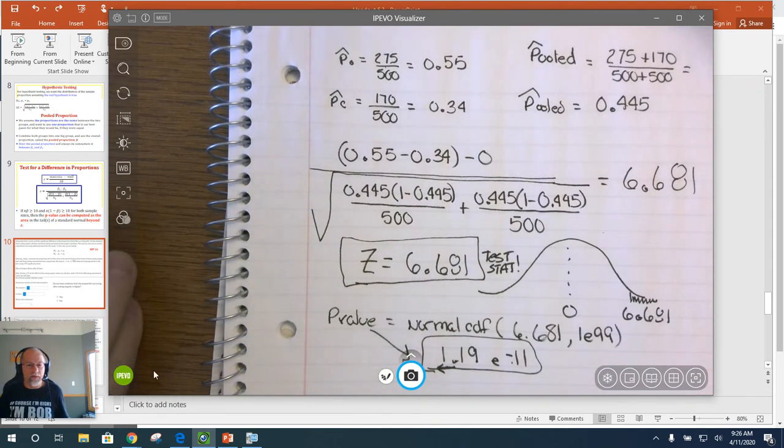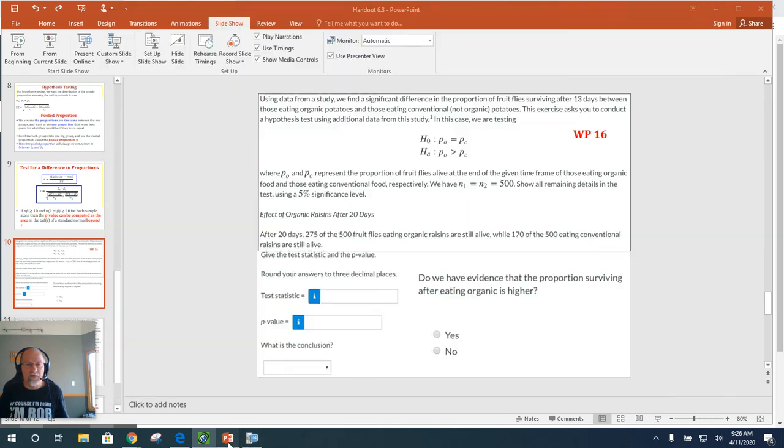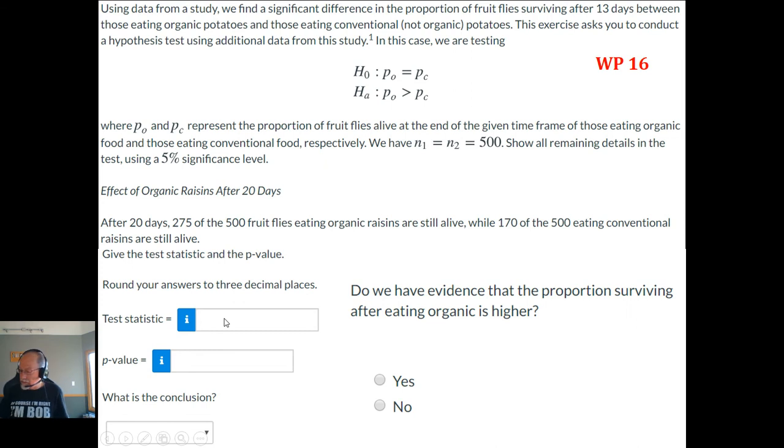Okay, let's go back to our original value and let's see what this thing says. So, what is our test statistic? Well, our test statistic was 6.681. What is our p-value? Our p-value is 1.19 E negative 11, or 10 zeros, 119, point with 10 zeros, 119. What would our conclusion be?